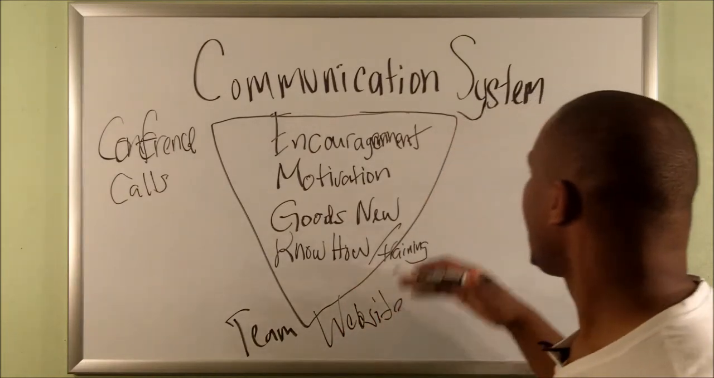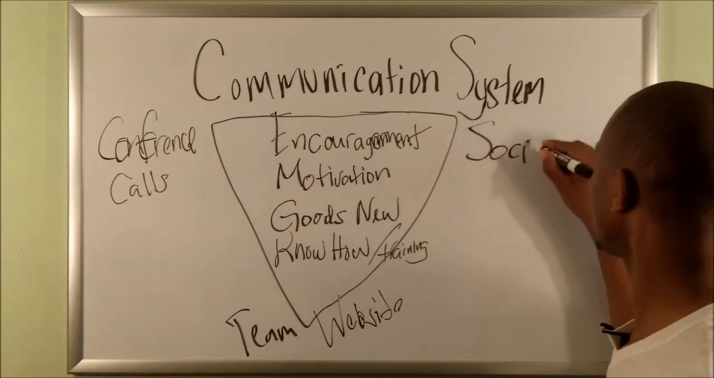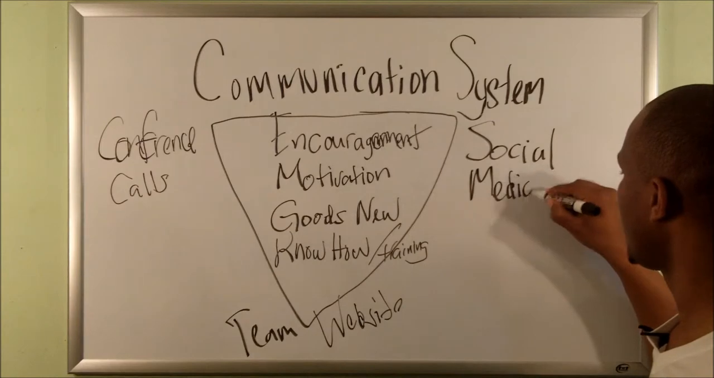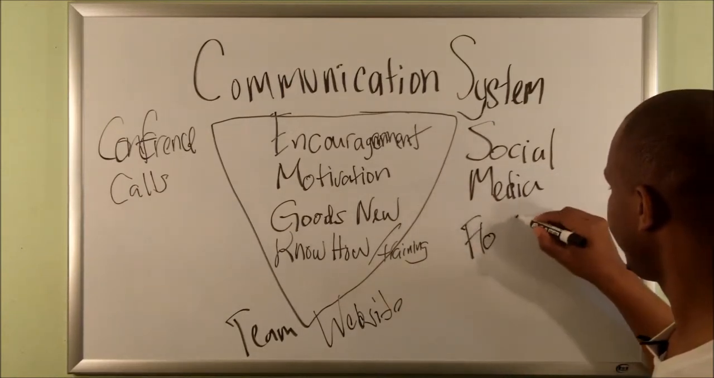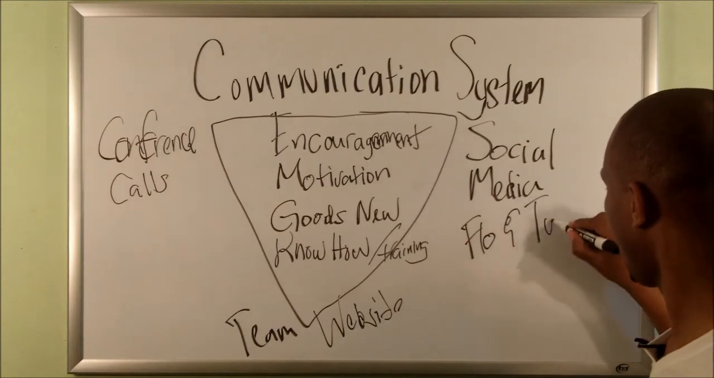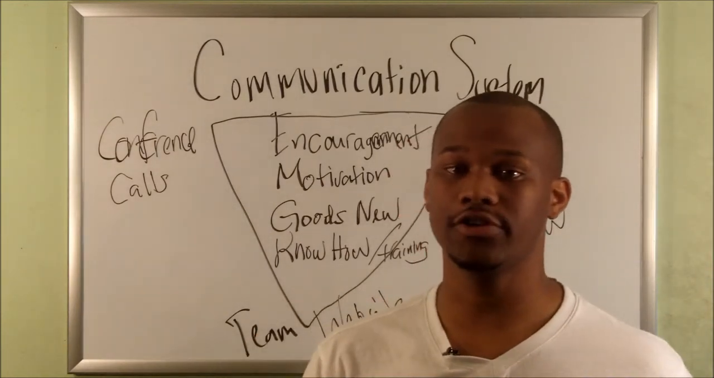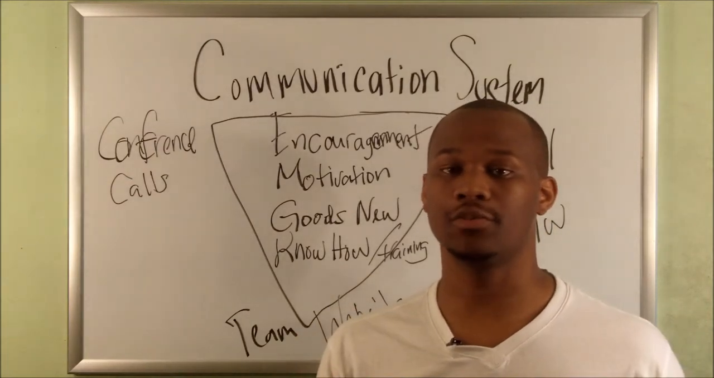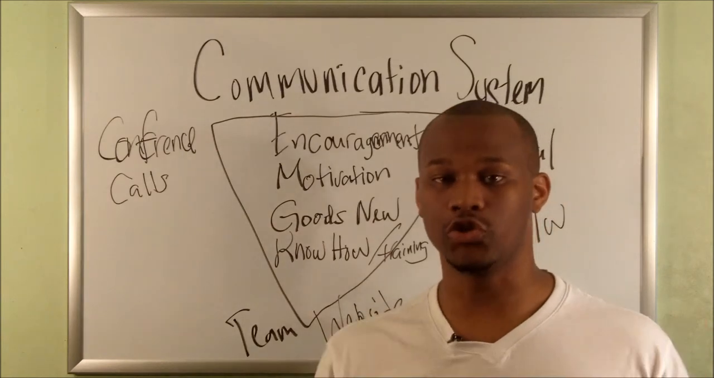So lastly, after the team website, you've got social media. And you know what we're heading towards, Facebook and Twitter. So you need to set up a Facebook page for your team, set up a Twitter account for your team, and use both of these as mediums and platforms to be able to communicate direct information again to your team.